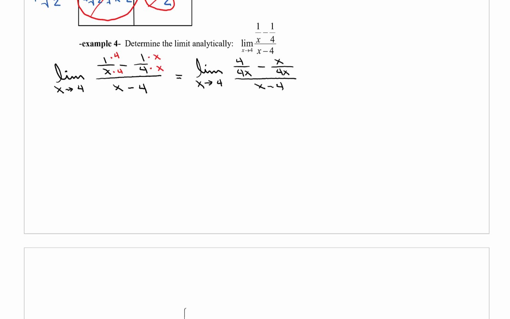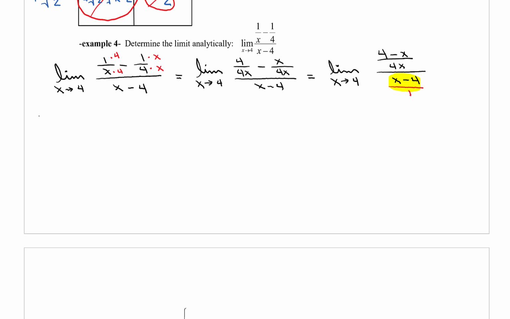And now this will equal the limit as x approaches 4 of, in the numerator, 4 minus x all over 4x, and that's going to be over x minus 4. I'm going to highlight the x minus 4 in the denominator, and I'm going to write it over a 1. Now we're ready to multiply by the reciprocal.